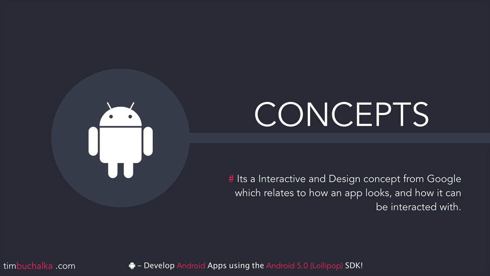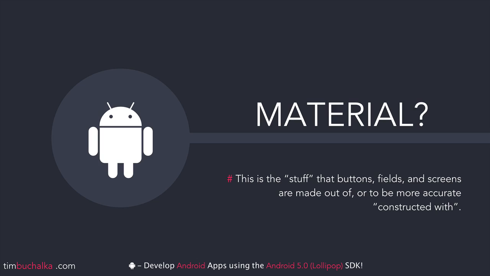Well, the concept of material design is that it's a set of interactive design principles or guidelines from Google, and it relates to how the applications that we create look, and also how our users, people downloading our apps and using them, interact with those apps. Now, when you hear the term material, what is that? It's really the stuff, for want of a better term, that buttons, fields, and other things are made out of, or to be more accurate, constructed with. But more on that shortly.